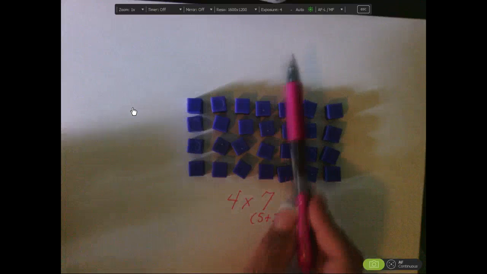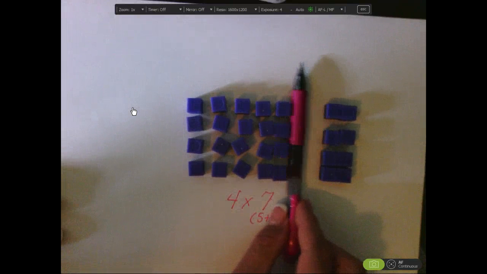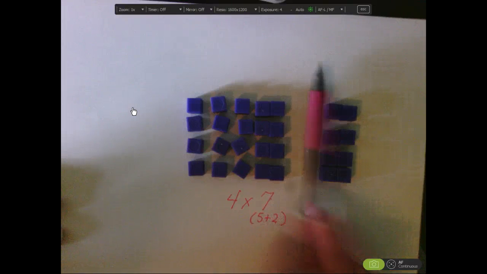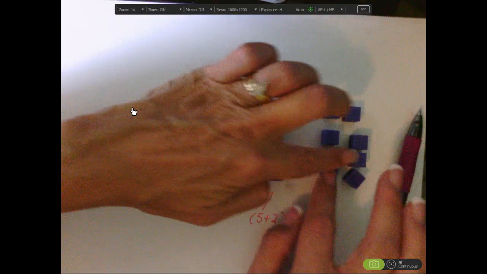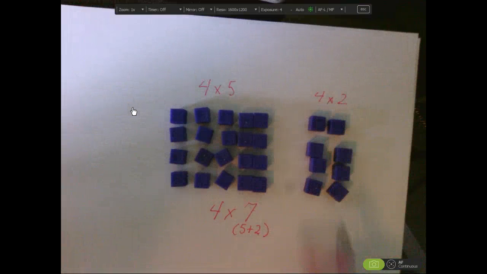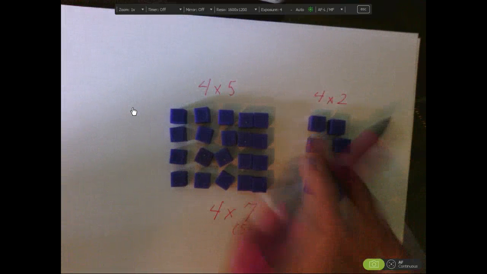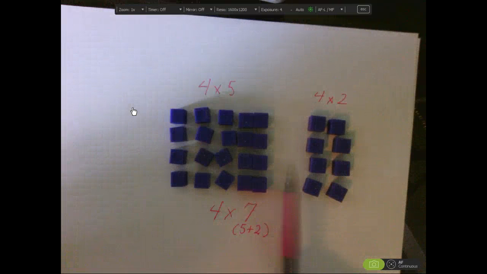And so I'm going to do that right here with my pen, and I'm going to break this apart. I'm going to take 5 this way and 2 this way. So now I have 4 times 5 and 4 times 2. I didn't get rid of any blocks. I still have the same amount. That's why the models are so important, so you can show students how you can decompose and put things together.